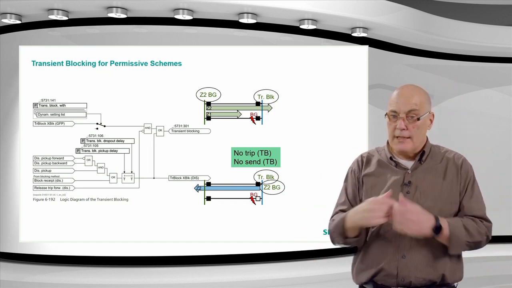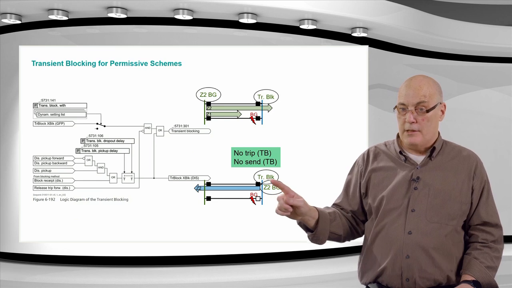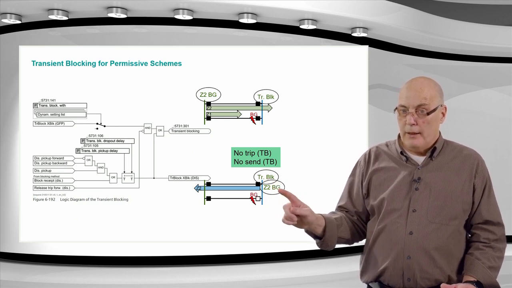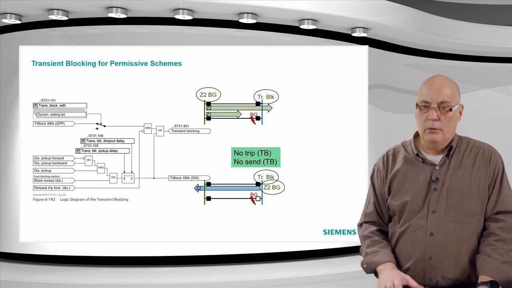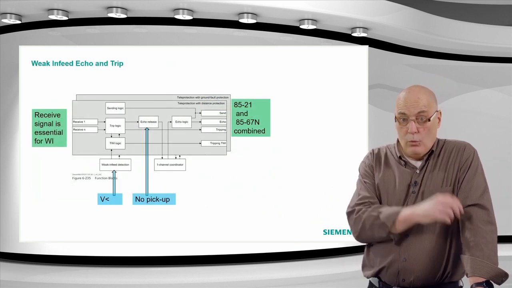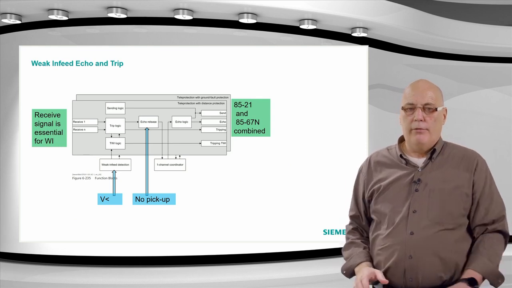And you will also not send a signal. That's the other interesting thing, you will also not send a signal. Normally here the zone 2 pickup will send a signal, but with the active transient blocking, there will be no send signal. It really sounds more complicated than it is. It's really fairly straightforward.